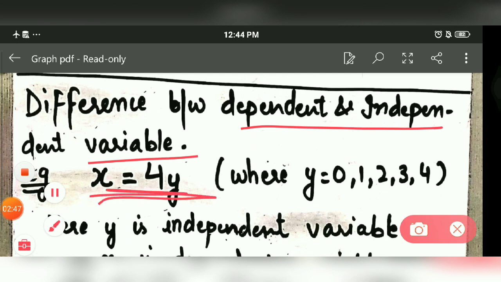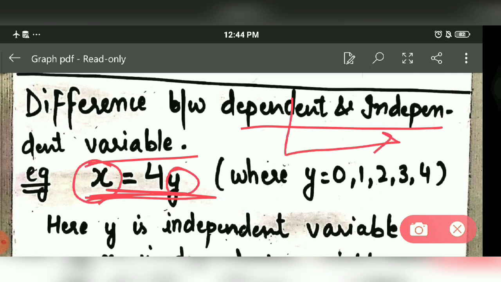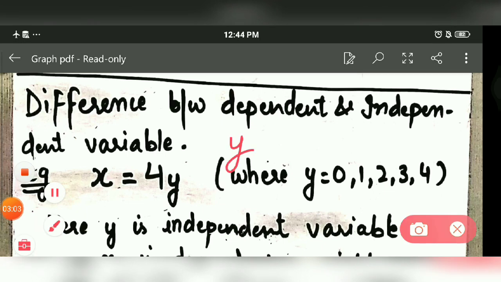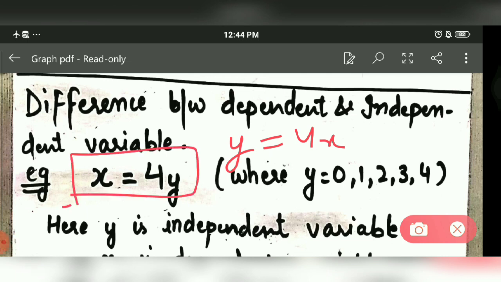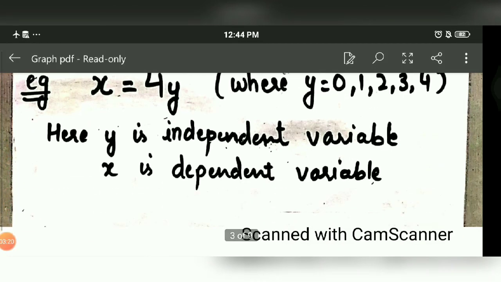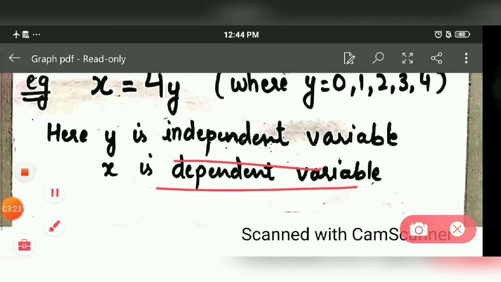Say an example opposite to that one: x equals 4y. Here y is independent and x is dependent. So along the x-axis we will take y and along the y-axis we will take x. This is the opposite of the previous example. In the previous example I told you that we take y equals 4x, and this example is stating x equals 4y. Both examples are accurate, but in the first example x is independent, y is dependent, while in this example y is independent, x is dependent. So y is an independent variable and x is a dependent variable.